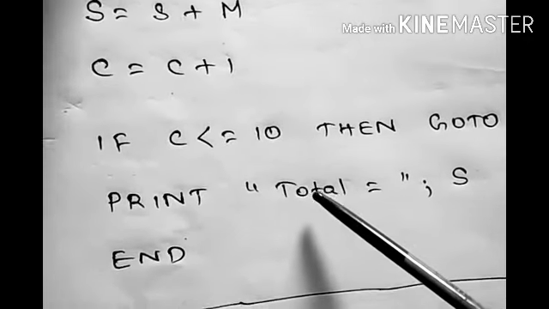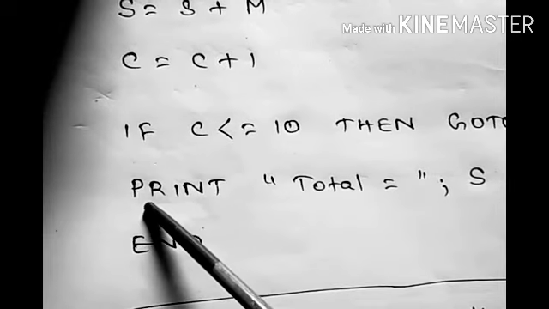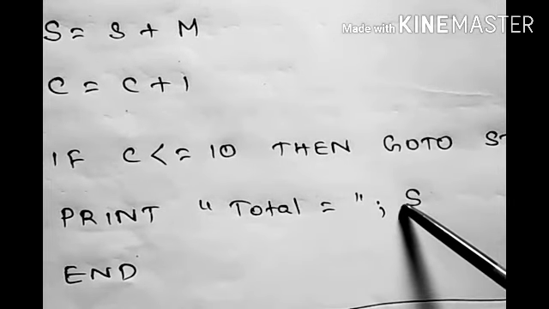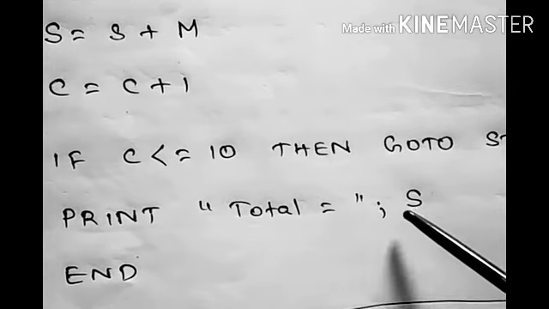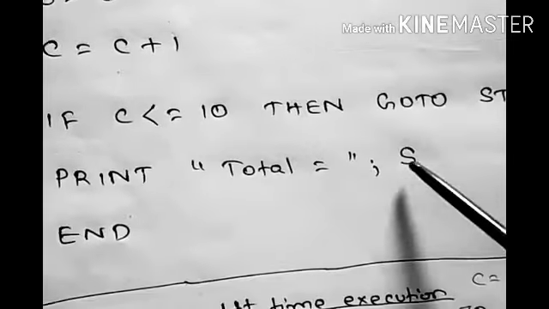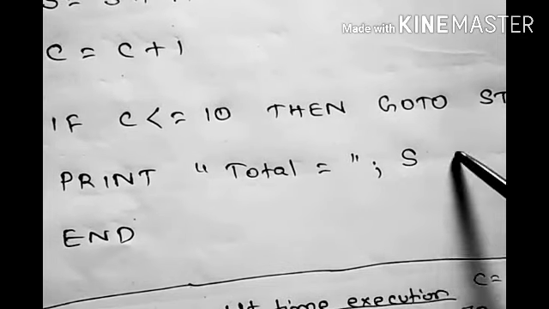The flow of control will go to the next line, and it will print the total now. It will print total equal to S, and S now contains the total of all the 10 subjects you have given. It will print that total on the screen.